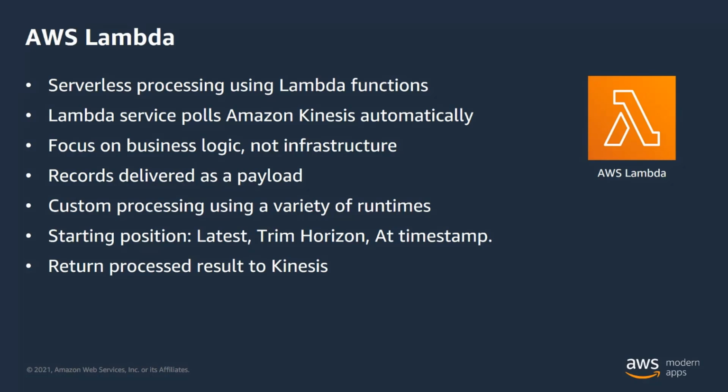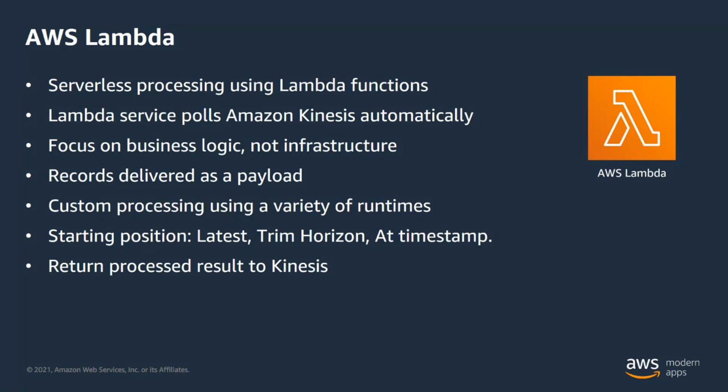Records are delivered as a payload to the Lambda function, and you can configure how many records are in each batch, up to 10,000, or 6 megabytes as a total payload limit. Lambda supports a variety of custom runtimes natively, such as Python, Node, and .NET, and you can also bring your own runtime too. We have customers running even Erlang, PHP, or COBOL. Lambda is agnostic to your choice of runtime.